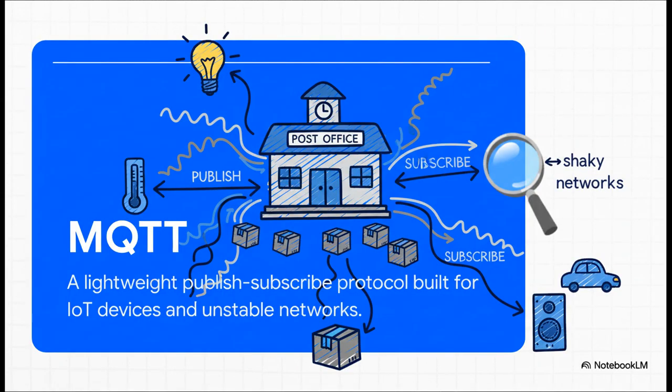Now for something a little different, MQTT. I want you to think of this as a central post office, but for tons of tiny messages. It's not about one-to-one chats. Instead, you have all these little devices, think smart home sensors, that publish messages to a central broker, which is our post office. Then other devices can subscribe to the topics they care about and get the mail. It's super lightweight, which makes it perfect for the Internet of Things, especially on unreliable networks.